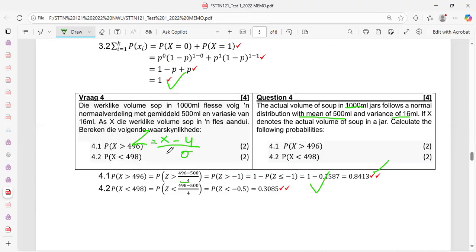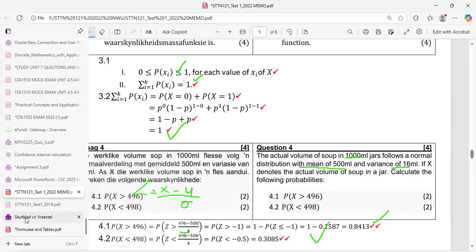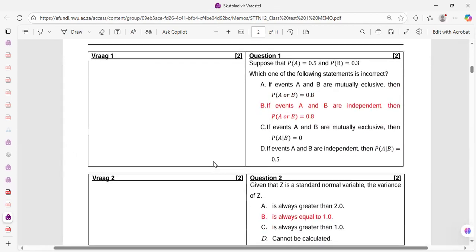So yeah, start the question paper. I think this is 2023. Okay.